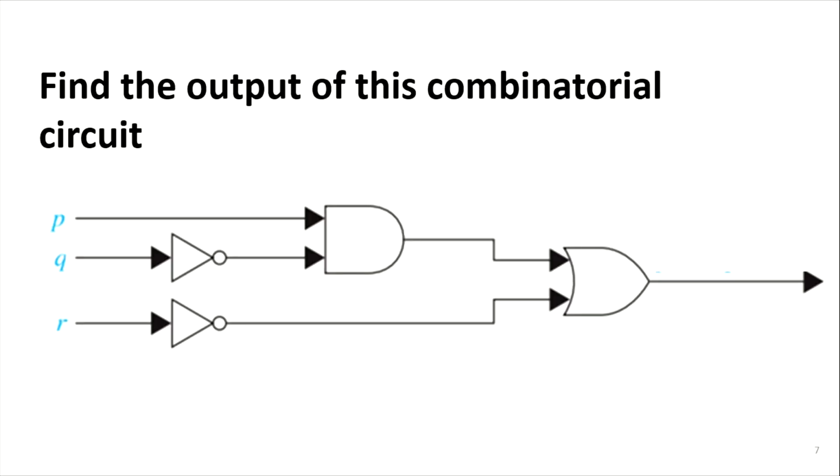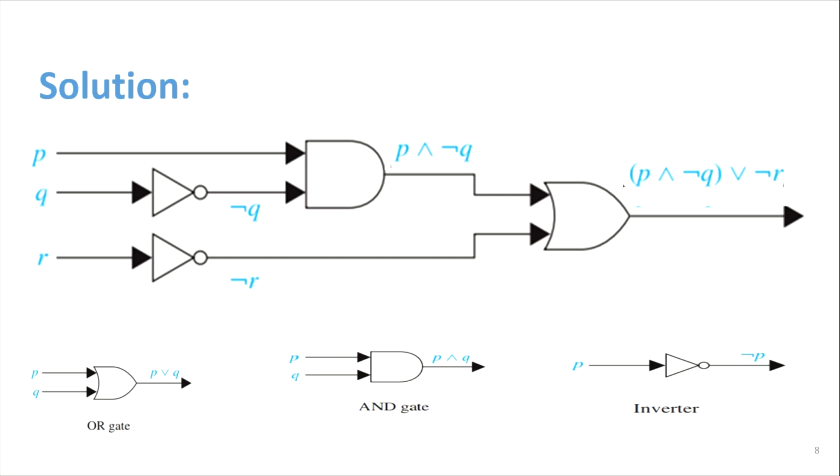Now next, find the output of this combinatorial circuit. We are given P, Q, and R. We have these three signals. To solve this, let's remember these three gates.